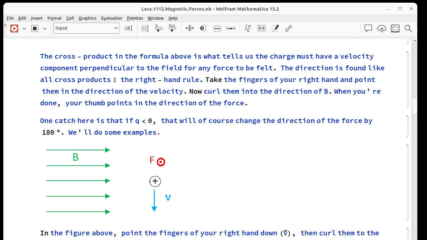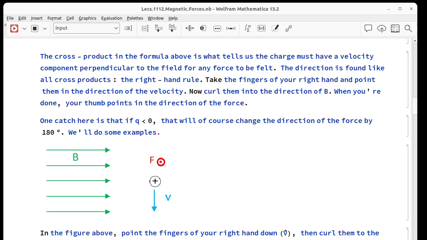Take the fingers of your right hand, point them in the direction of the velocity, curl them, make a fist into the direction of B, and then when you're done, the thumb points in the direction of the force. Of course, if you're dealing with a negative charge, that's going to change the direction of the force by 180 degrees.